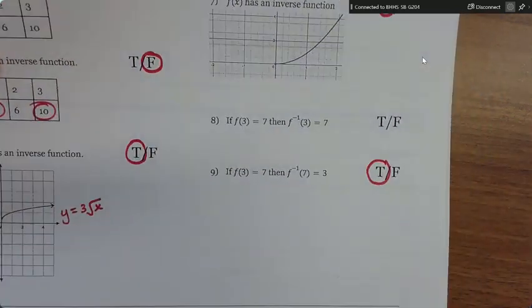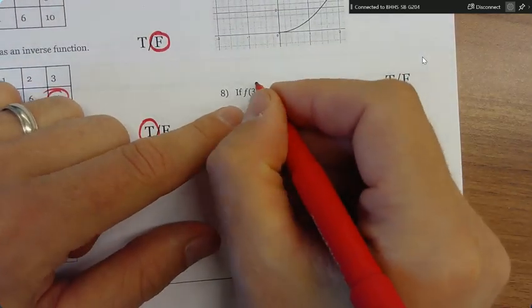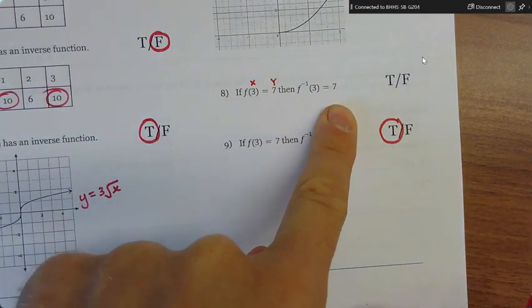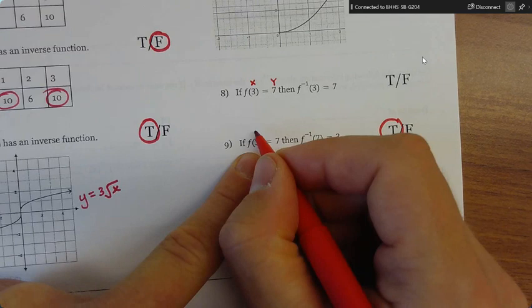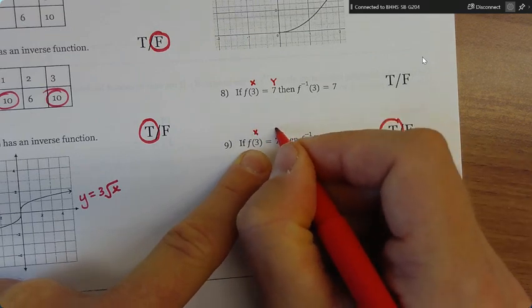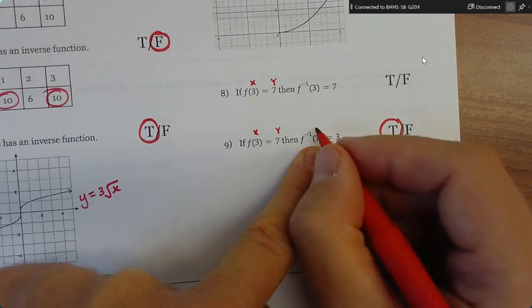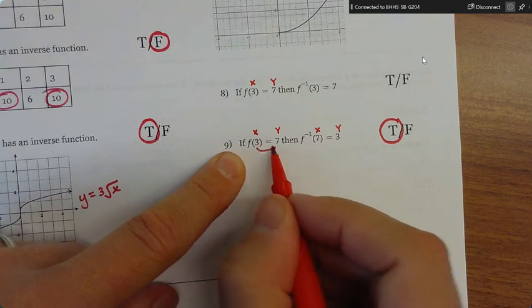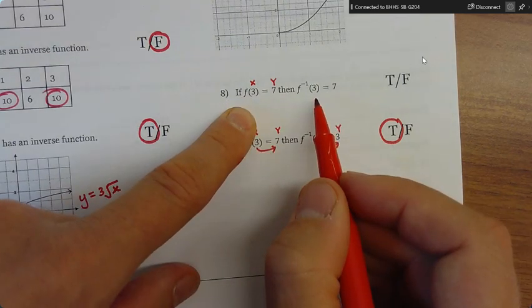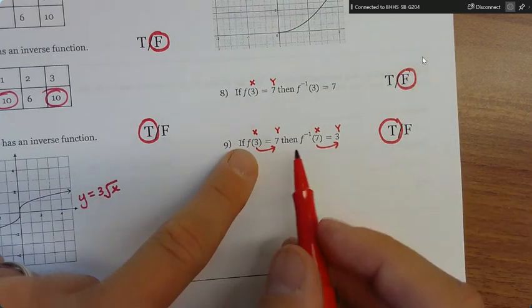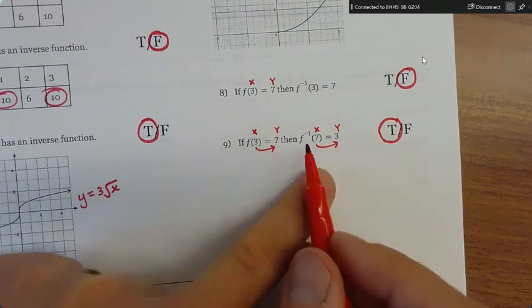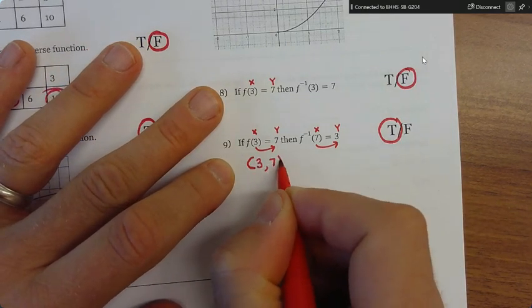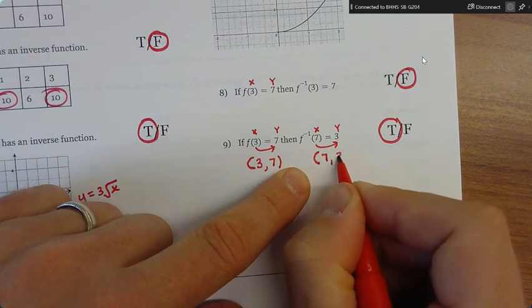The other one we want to talk about was 8. Remember how when you have an x and y, the inverse switches the x and y? So that's why right here I said if f sends 3 to 7, then f inverse would send 7 to 3. So you want to switch from there to there. See how these are not switched? So that one's not true, that's false. Right here, this one's true because we switched them. Sort of like if the original function goes through the point (3, 7), then we know the inverse is going to go through the point (7, 3).